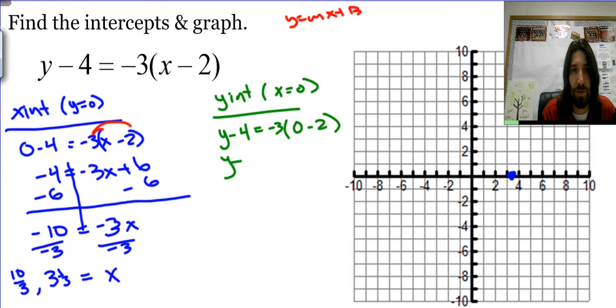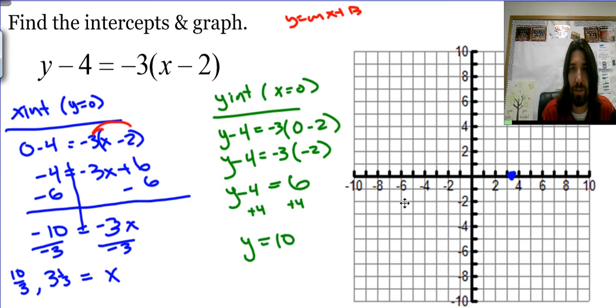And now I'm just going to do some simplifying. 0 minus 2 is negative 2. Negative 3 times negative 2 is 6. Add 4 to each side. y is equal to 10. So I've got a y value way up here. There's my two solutions. Now all I need to do is draw a line that extends throughout the entire graph.